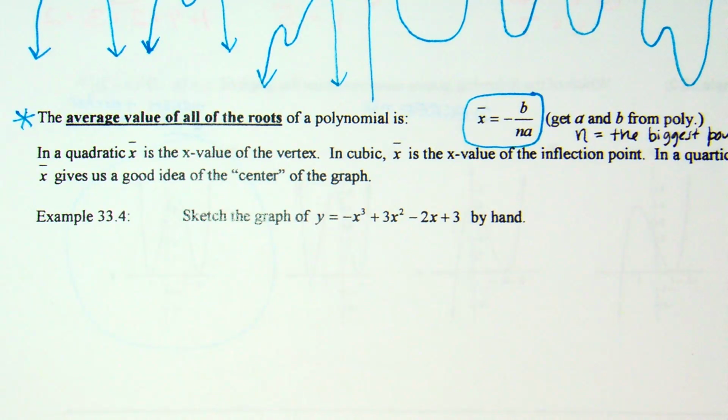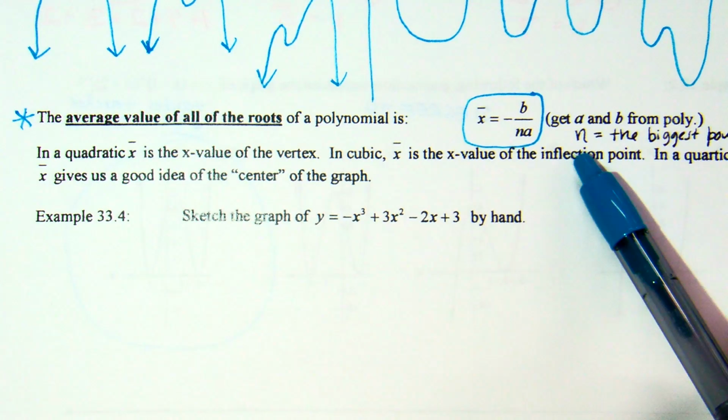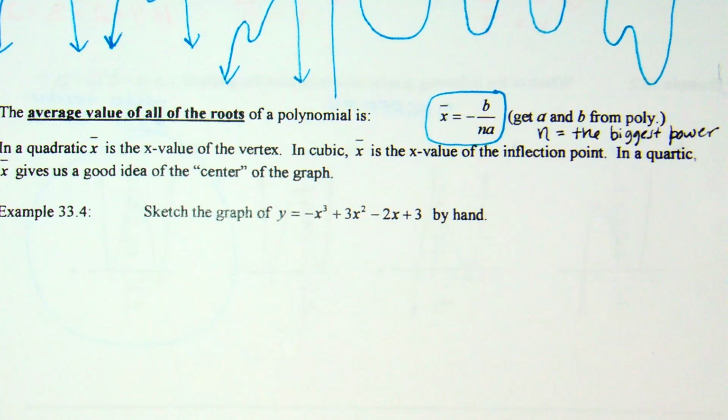Now, a and b will come from the polynomial. A is always your leading coefficient, so that's always your number in front of the highest power. B is always the next highest. And n is the biggest power, so whatever that highest degree is. So notice what it says right here.